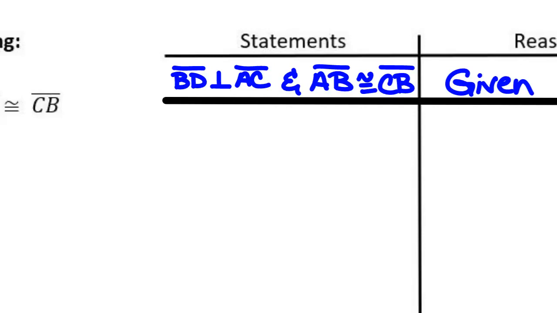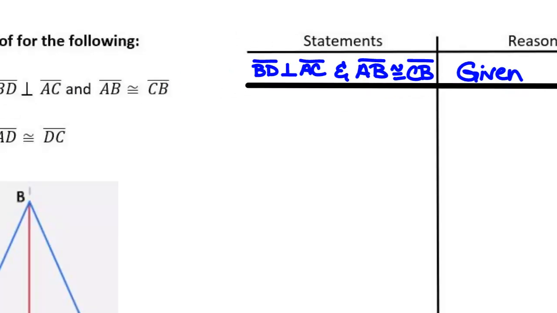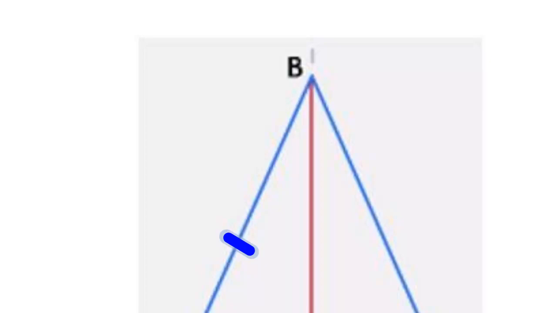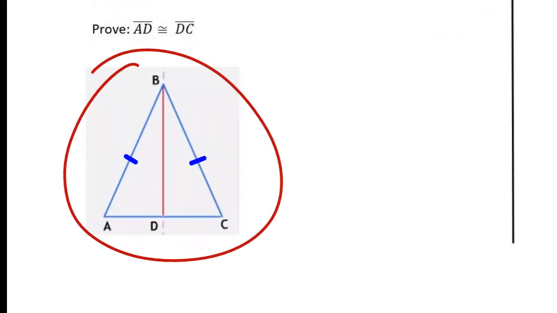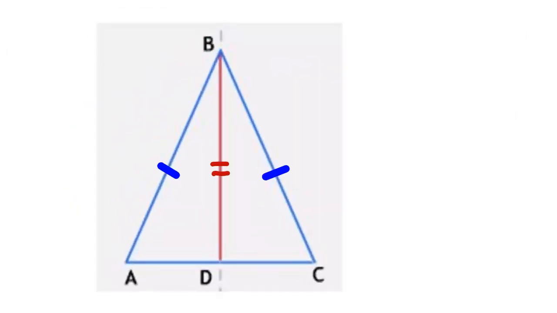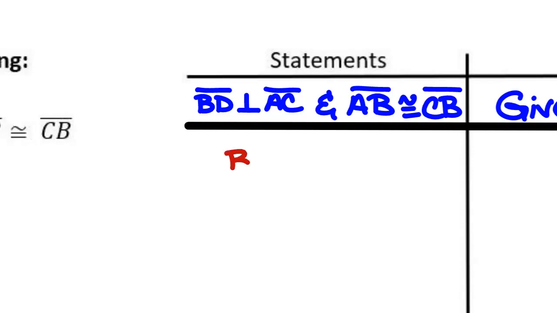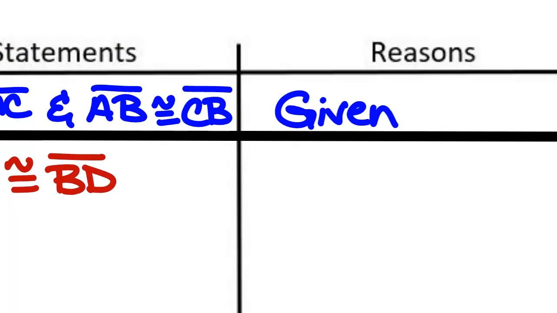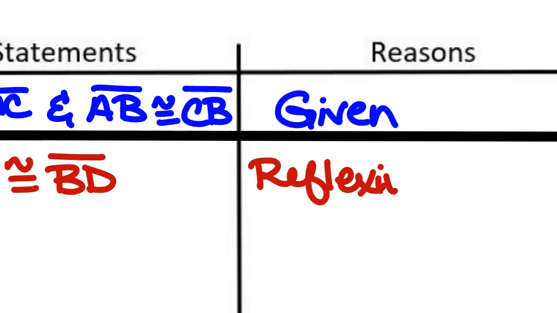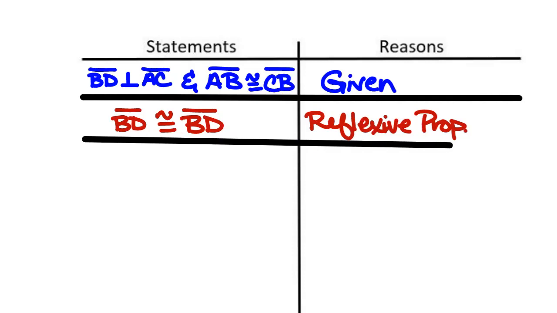Do we have this congruence marked on our picture? AB is congruent to CB. If it's not marked on the picture, we should add it. Is there anything on this picture that I'm allowed to mark without being told? BD is congruent to BD, absolutely. What reason can I give for that? Reflexive property. All right, so that's my second step. Draw a line.